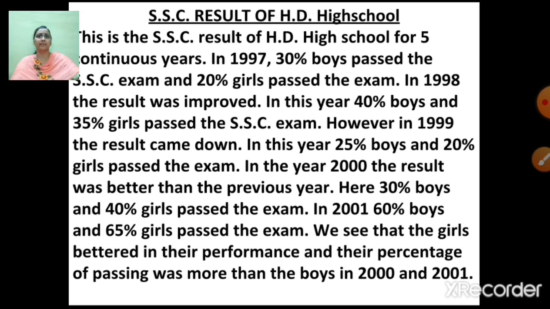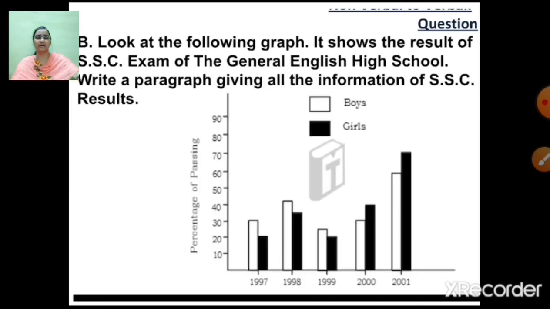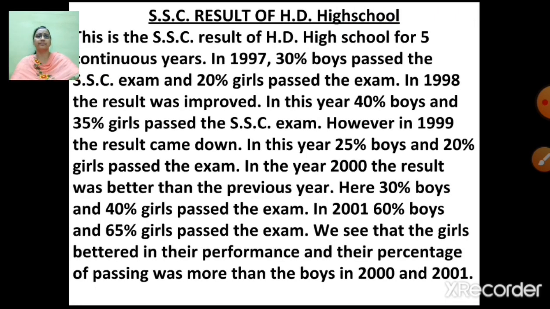Okay. Then in the year 2000 the result was better than the previous year. Here 30% boys and 40% girls passed the exam. Now see, there's an improvement in the graph. Okay, girls are slowly performing better. Fine. Then in 2001, 60% boys and 65% girls passed the exam.